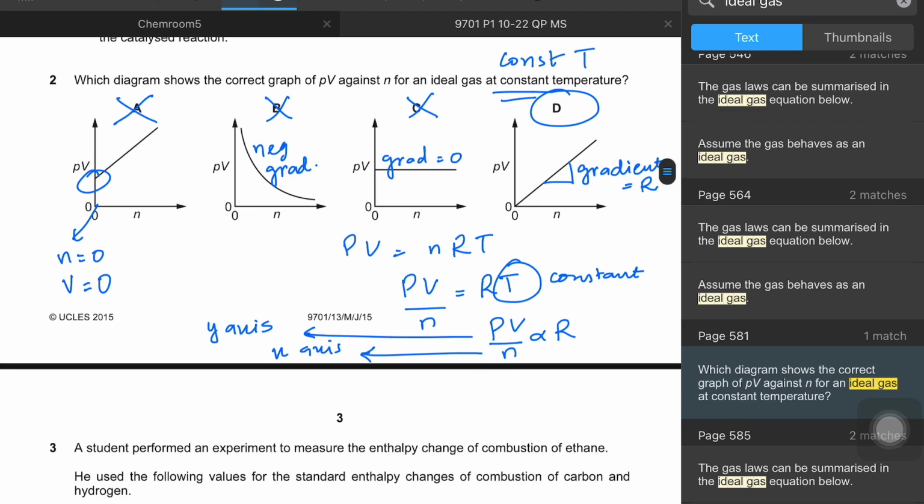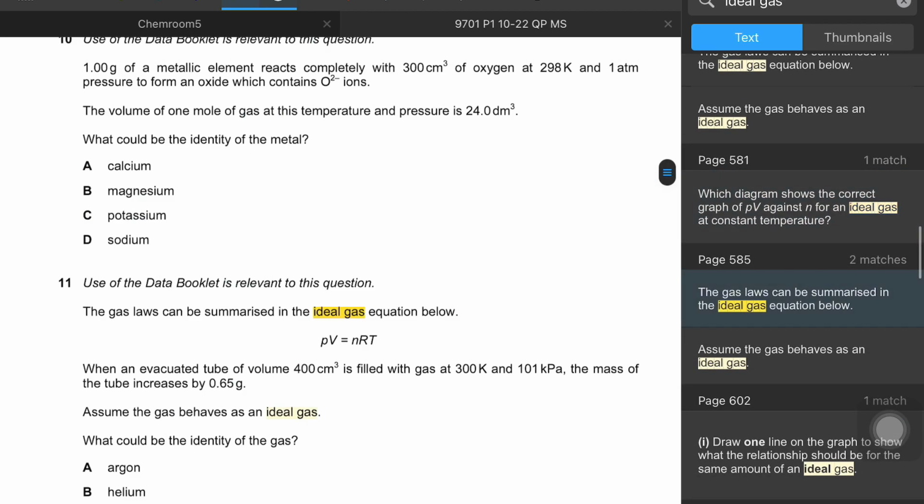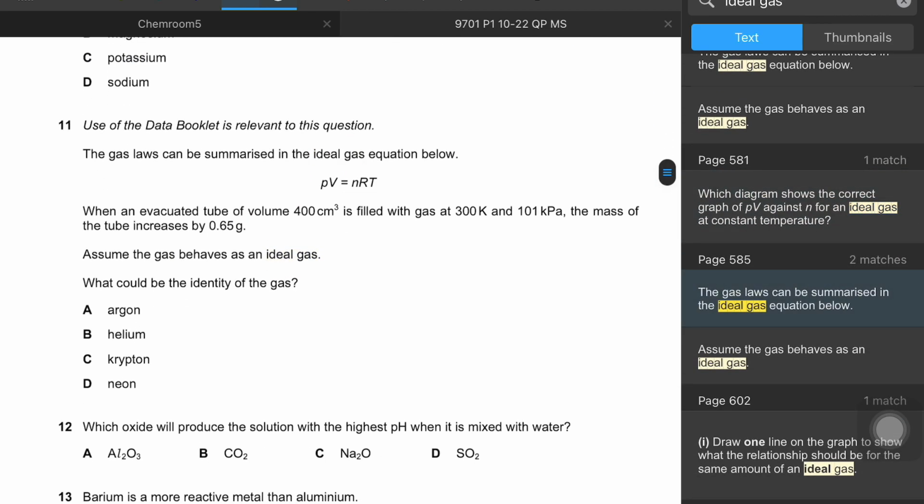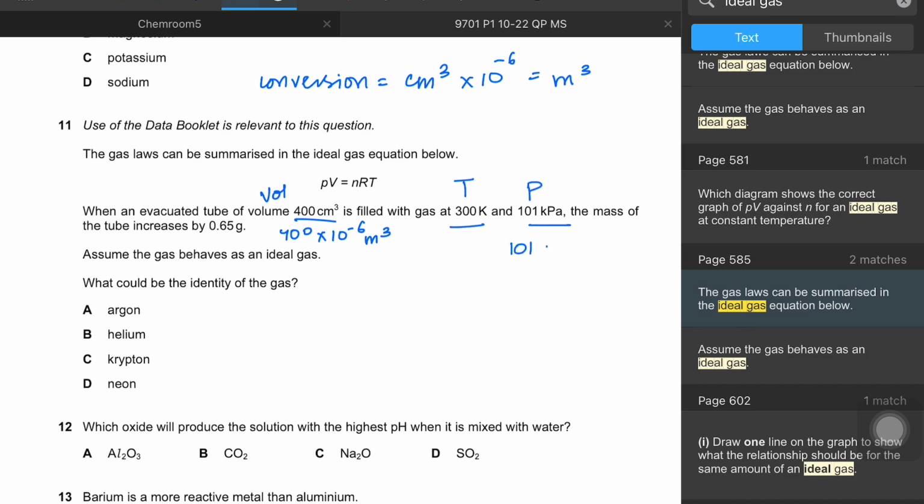Now moving on, let's pick one more question and figure it out. Let me search for it. Yeah. The gas laws can be summarized in the ideal gas equation. When an evacuated tube of volume 400 cm³ has been given, it should be converted into m³. You should know that cm³ with exponent -6 becomes m³. So you need to make sure that your values are in m³ rather than any other unit. Then they're giving us temperature in Kelvin and pressure in kilopascal. So I will add exponent 3 because I need to use pascals. In order to remove the kilo, I add exponent 3.